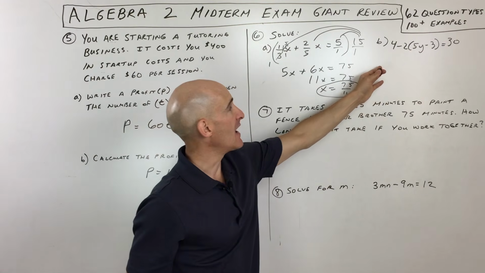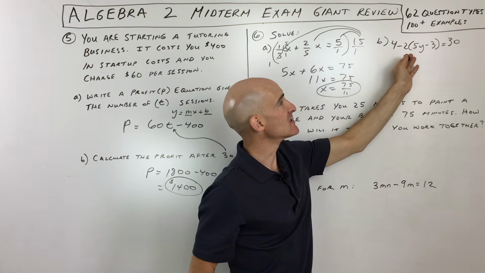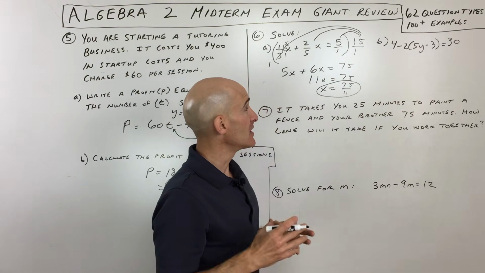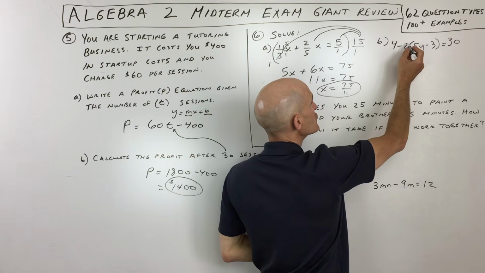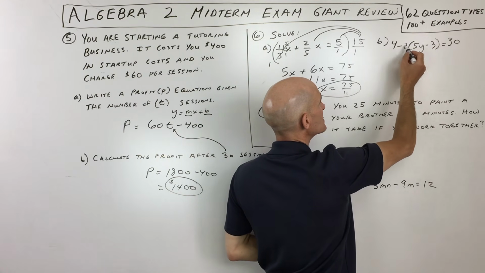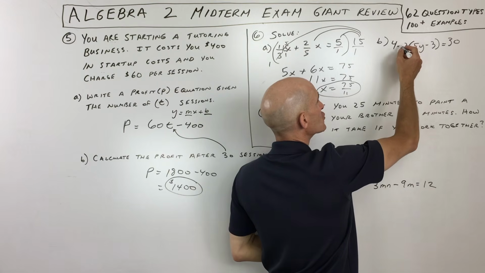Okay, let's go to part B now. This one here, what it's testing us on is the distributive property. And here's where students go a little bit off. When they see this minus sign, they get a little bit confused about what to do. Do I distribute the 2 and then subtract? Or do I distribute -2?